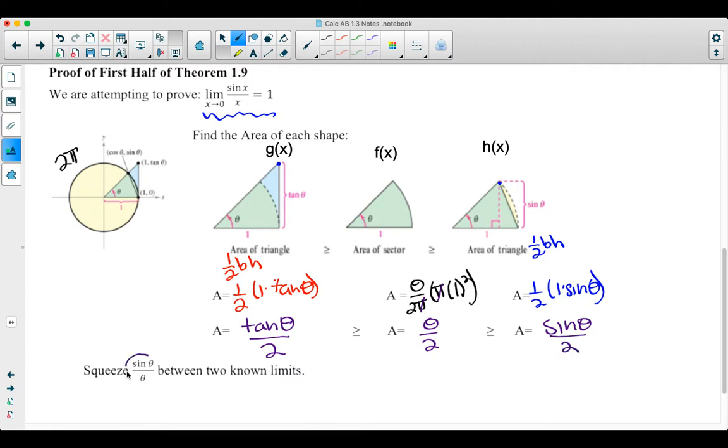All right, so what we want to do is, right now we don't have this function. We don't have sine theta over theta, because remember that's the function we're trying to prove has that limit equal to 1. So we need to somehow manipulate this statement to get sine theta over theta in the middle, and then see what's going on the outside and what that limit is equal to. And we're going to want it to be 1, so we'll see if we can get there.